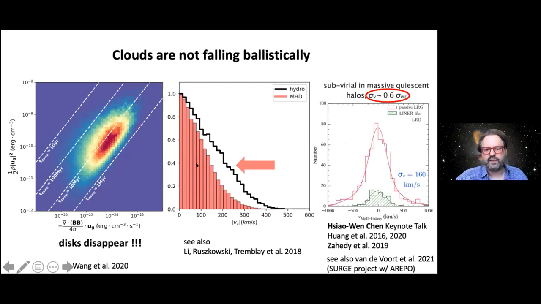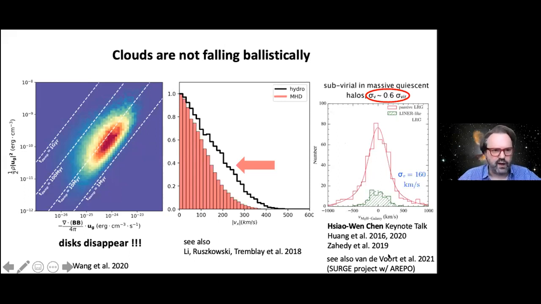And I was really impressed with the first keynote talk by Xiaowen Chen, who actually reported on this kind of result in giant quiescent halos where velocities were actually smaller than expected. And so I would argue that this may be happening when magnetic fields are included. And this group here is not the only one that has done it. There's also an interesting result by Freeke van de Voort, who looked at the impact of magnetic fields with the Arepo code. And so we find essentially the same result.